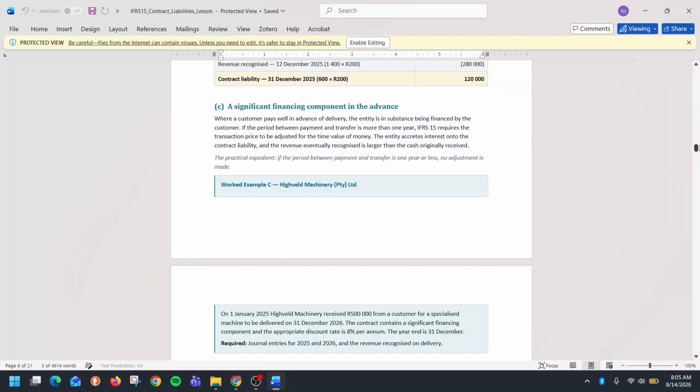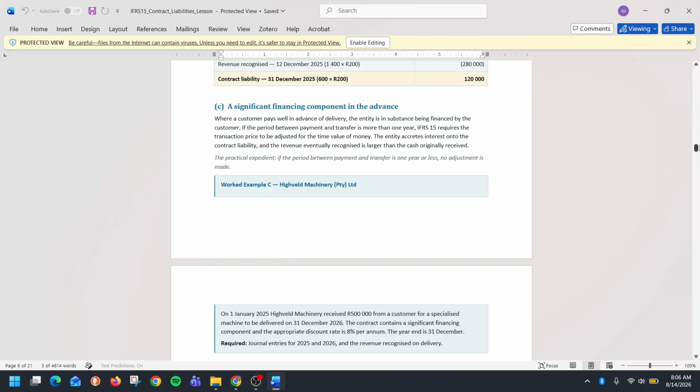So where a customer pays well in advance of delivery, the entity is in substance being financed by the customer. Let's repeat again. Where a customer pays well in advance of delivery, the entity is in substance being financed by the customer. If the period between payment and transfer is more than 1 year, IFRS 15 requires the transaction price to be adjusted for the time value of money. We have talked about the time value of money. The entity accrues interest onto the contract liability, and the revenue eventually recognized is larger than the original money that we received.